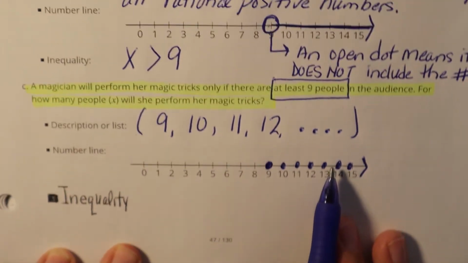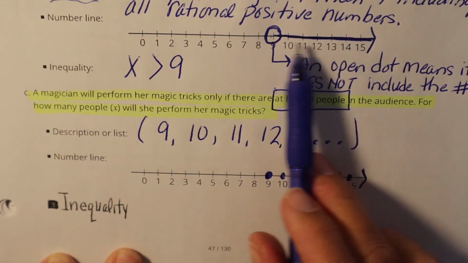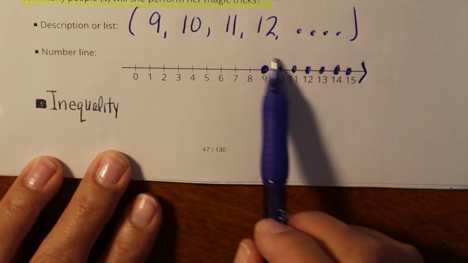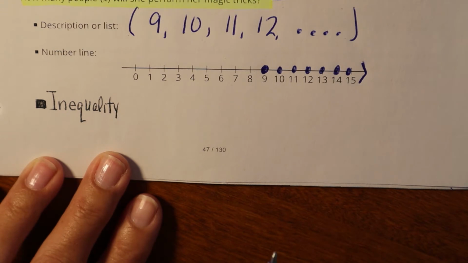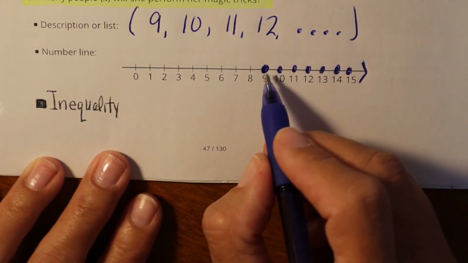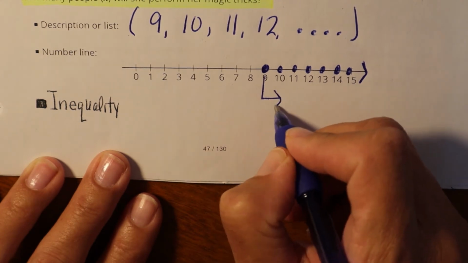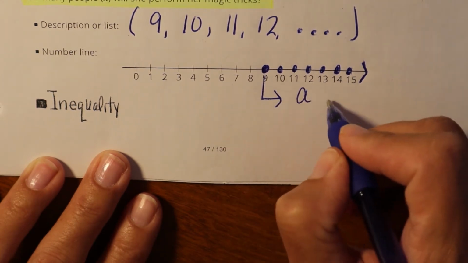We're not going to do what we did up here. This up here tells us it includes any fractions or decimals, but because we're talking about people, they're just going to be solid dots on the number line. Again, notice how we put a closed dot, guys. This is important. So write this down in your notes.